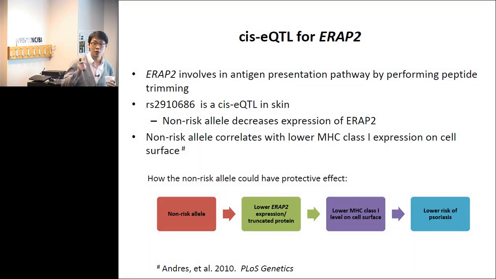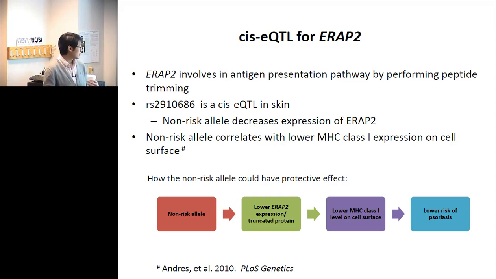So they could not trim the peptide correctly, so that the MHC actually could not present the trimmed peptide well, okay. And this is how we could visualize how the ERAP2 signal could have a protective effect for psoriasis.